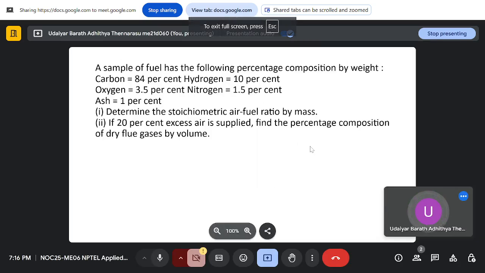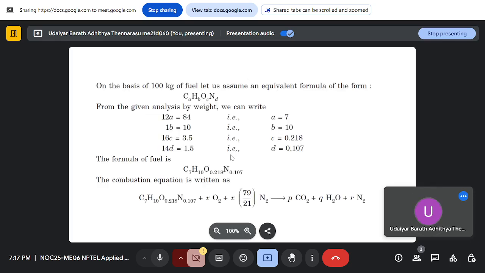So a sample of fuel has the following percent composition by weight: carbon 84%, hydrogen 10%, oxygen 3.5%, nitrogen 1.5%, and ash 1%. We need to find the stoichiometric air-fuel ratio by mass. 20% excess air is supplied. Find the percentage composition of dry flue gas by volume. By volume is mole percent again, so we can use moles in terms of volume.